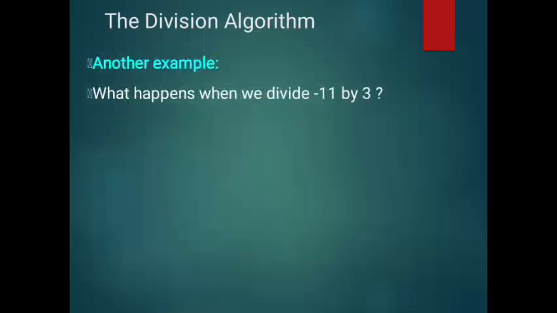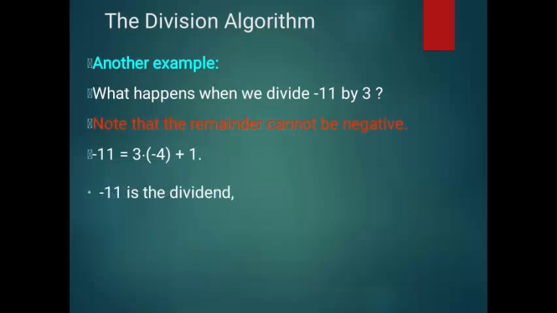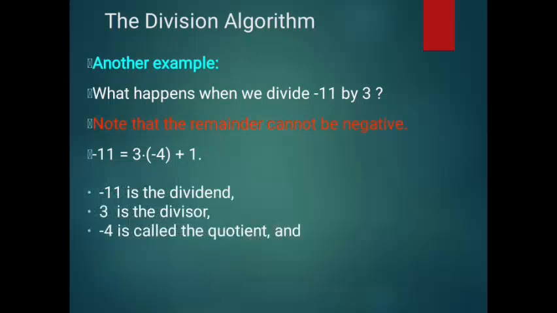For another example, what happens when we divide minus 11 by 3? Note that the remainder cannot be negative. So minus 11 equals 3 into minus 4 plus 1. Minus 11 is the dividend, 3 is the divisor, minus 4 is called the quotient, and 1 is called the remainder.